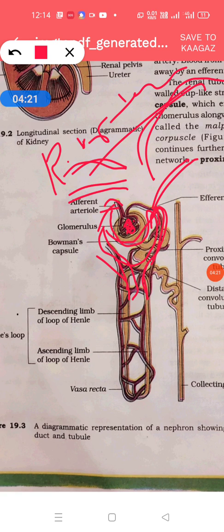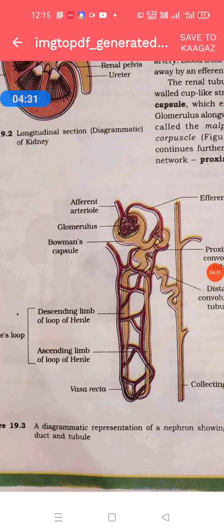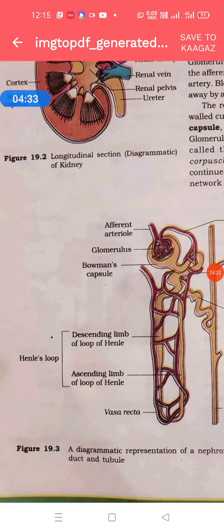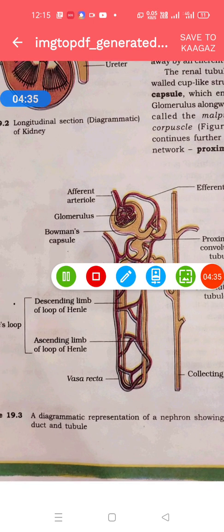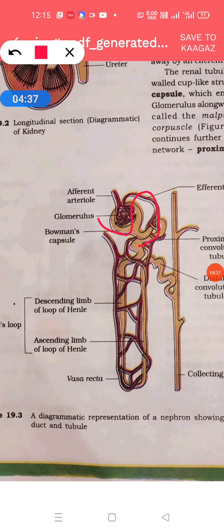Then what about the Bowman's capsule? It is a cup-shaped, double-walled structure. The outer layer is known as the parietal layer, and the inner is the visceral layer. The visceral layer is made up of a single layer of squamous epithelial cells. This is the visceral layer. This is the Bowman's capsule. So it consists of two layers, the outer parietal and the inner visceral. The visceral layer is made up of a single layer of squamous epithelial cells.